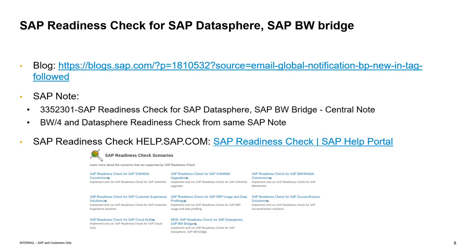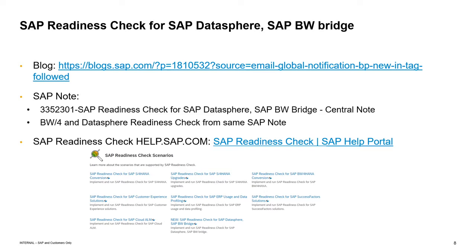So just a little bit more information on the SAP Readiness Check. Again, this blog is really helpful to learn about the SAP Readiness Check information and how it all works. The central note 3352301 is the go-to place to learn more about the readiness check, all the associated data collectors and programs, and also helpful tips in running it.